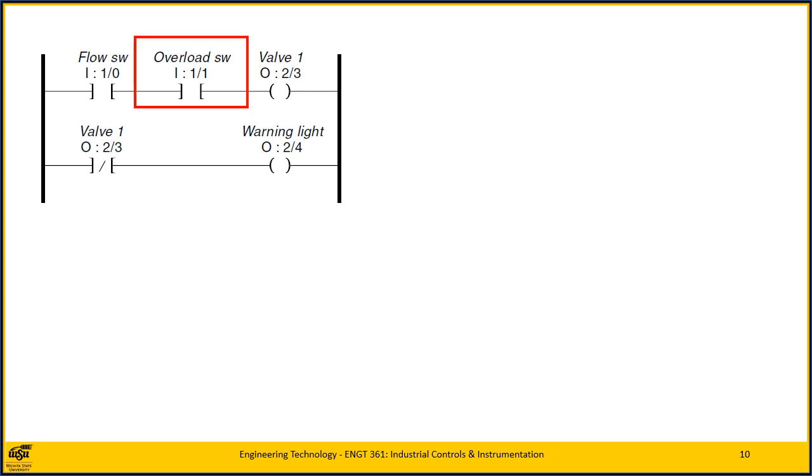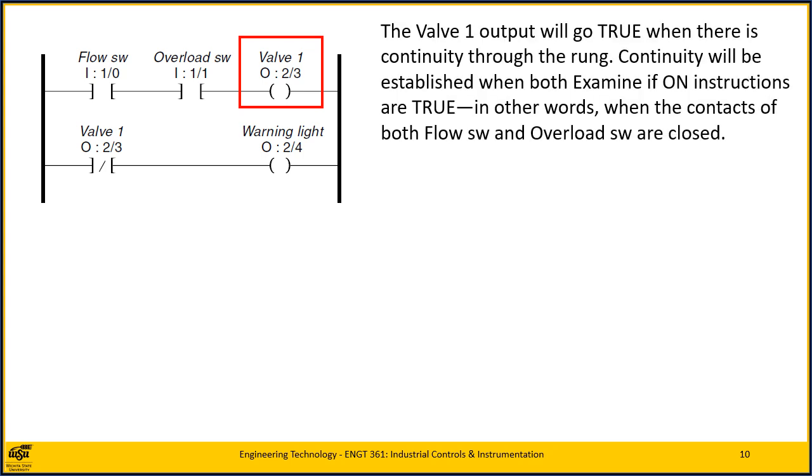The second examine if closed instruction of the first rung represents a switch wired to terminal 1 of the same input module used by flow switch. The output instruction activates terminal 3 of the output module plugged into slot 2.